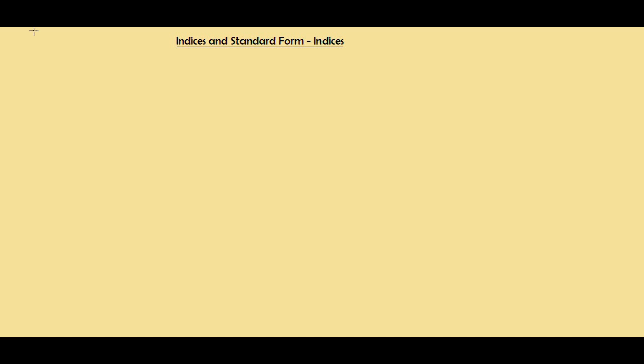Now an indice, or indices, is just a posh word for powers, so this word can be used instead of powers. We're going to start off with some fairly basic stuff, i.e. what is a power, and move on through some fairly difficult topics by the end, looking at some of the rules of using powers, up to quite high level stuff. So we'll start off, as I say, by saying what a power is.